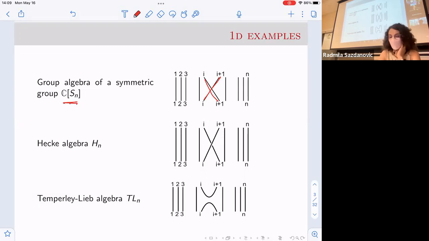Then you can get the Hecke algebra just by considering the crossing, right? You can have left over right or right over left. Again, I'm not putting relations. It's not going to be relevant or necessary for the rest of the talk.